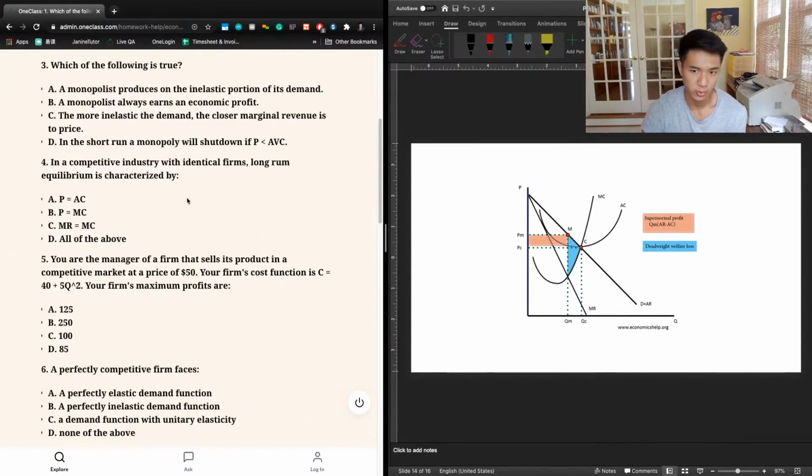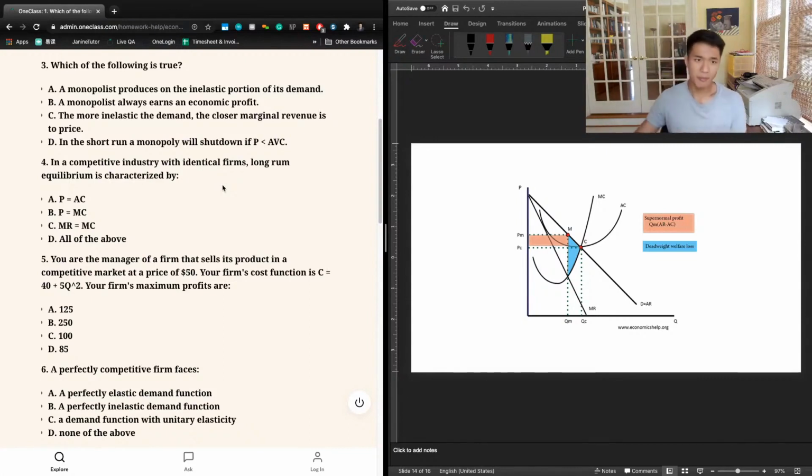Number 3 says, which of the following is true? A, a monopolist produces on the inelastic portion of its demand. B, a monopolist always earns an economic profit. C, the more inelastic the demand, the closer marginal revenue is to the price. Or D, in the short run, a monopoly will shut down if P is less than ABC.